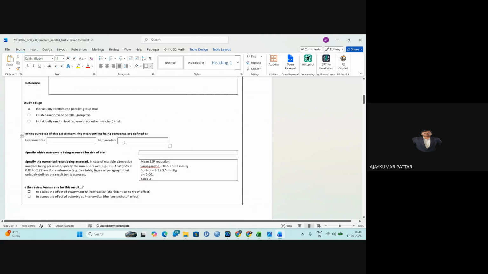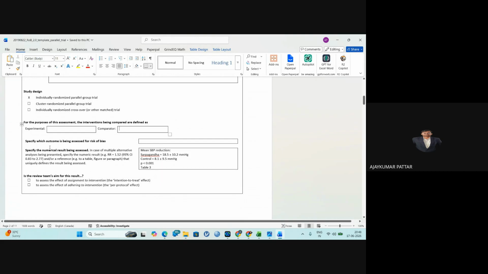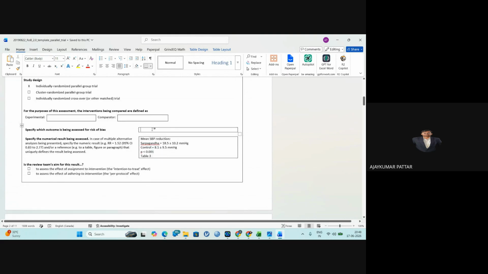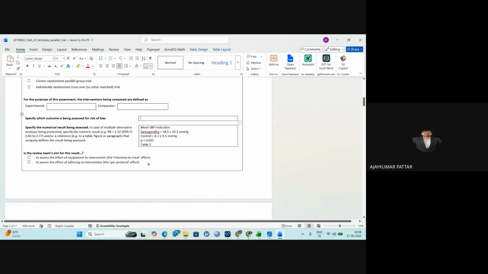Like that, as given in that particular paper. In the first selected paper, if they mentioned Sarpagandha capsule, then the intervention is Sarpagandha capsule. If they are comparing that with amlodipine, then mention amlodipine here. Then specify which outcome is being assessed for the risk of bias. Here I will mention systolic blood pressure. For diastolic blood pressure, I will once again do the same thing, because even though blood pressure is a single variable, it has two numbers measured, that is systolic and diastolic. That's why we have to do it two times here.